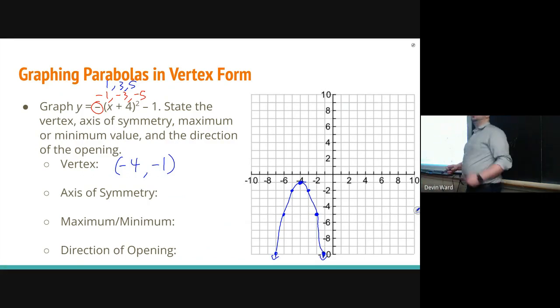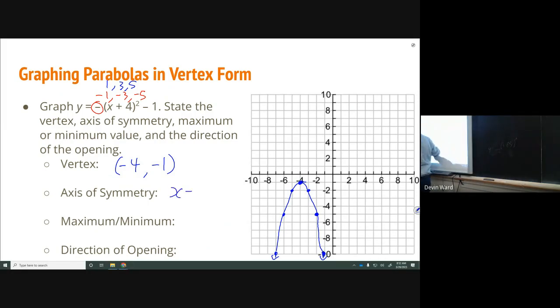So axis of symmetry is what? Robbie. X equals negative 1? Oh, not negative 1. Negative 4. Perfect. X equals negative 4.